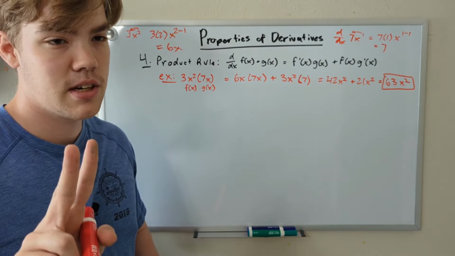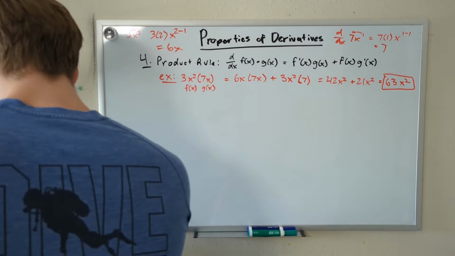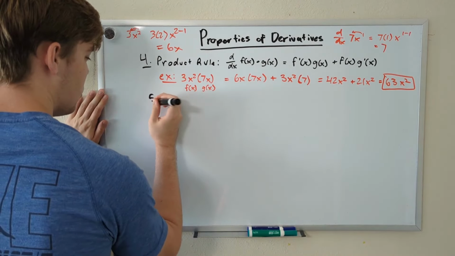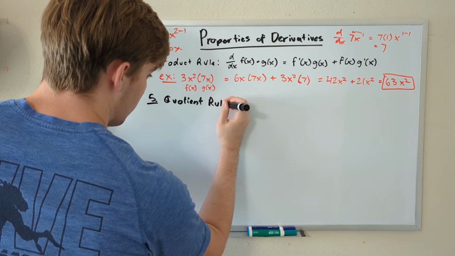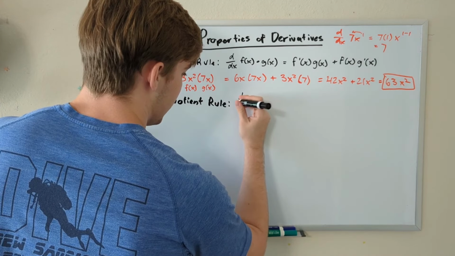We have 2 more properties to go over. Property number 5, let me get my black pen out. Property number 5 is the quotient rule. We use this rule when we are dividing 2 functions, but it also has its own special rule.